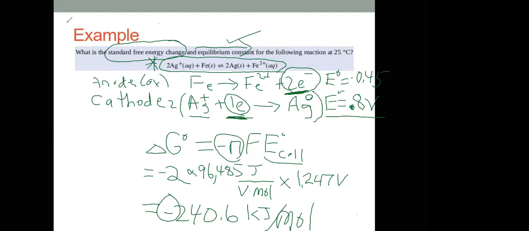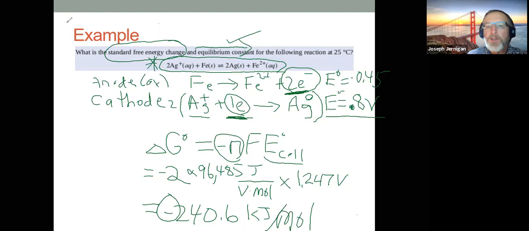So if there was a 2 or a 3 or whatever, if there were 3 electrons in the iron, and of course you can do that, you can make an iron 3 plus. If there were 3 electrons, we would have to multiply this equation by 3. But as it is now, it's going to be by 2.